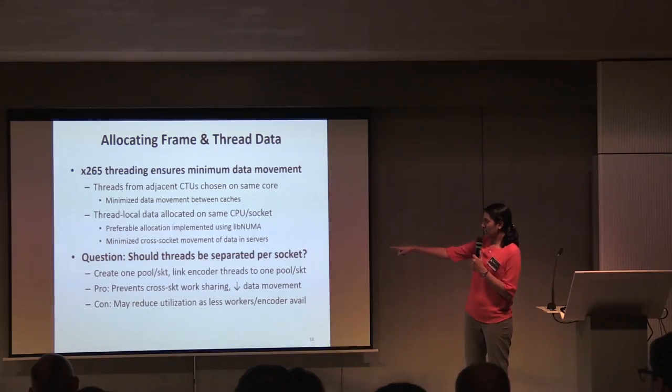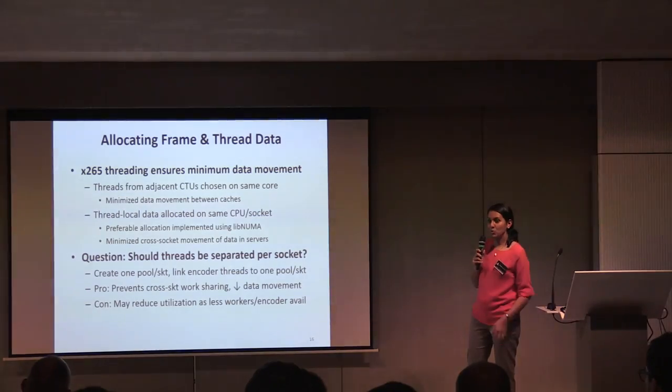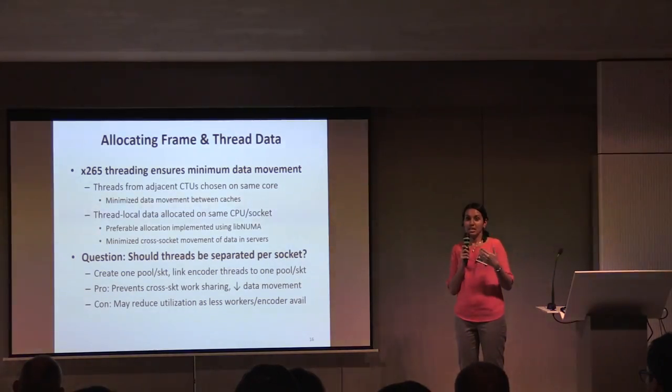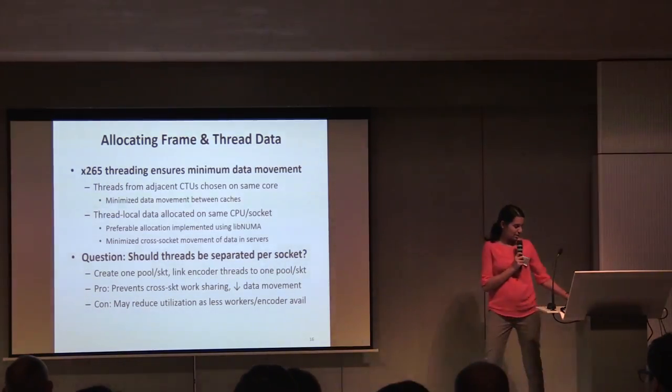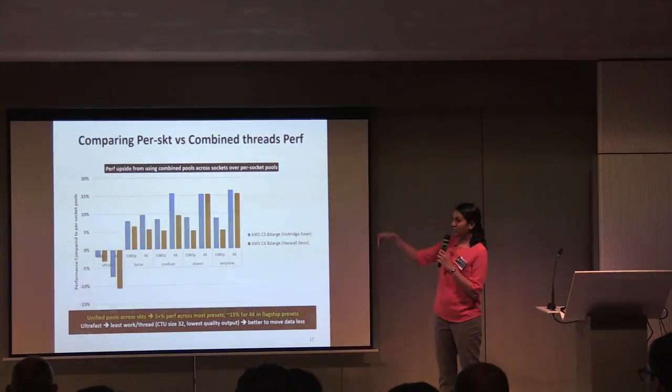And so that had a few cons. We realized that it prevents data movement, so it prevents cross-socket work sharing, but it also reduces utilization, because that means now you only have a smaller set of threads to choose from to hand over work to. So yeah, it reduced utilization, and so for the faster presets, that actually ended up reducing performance.